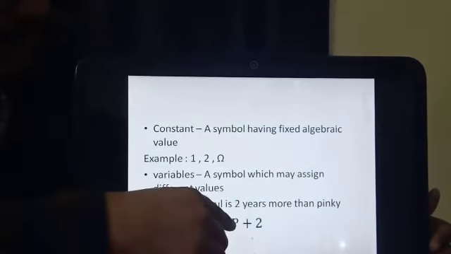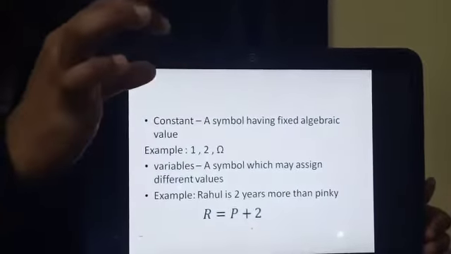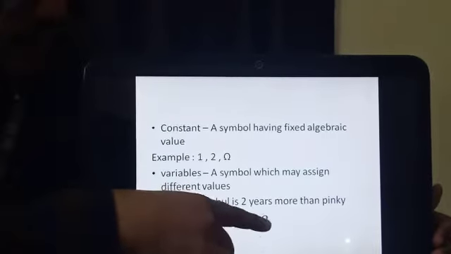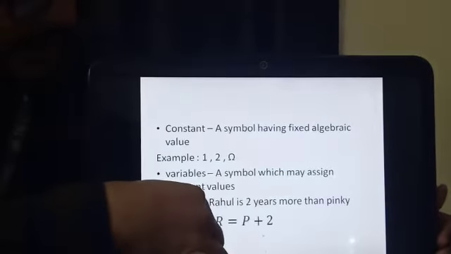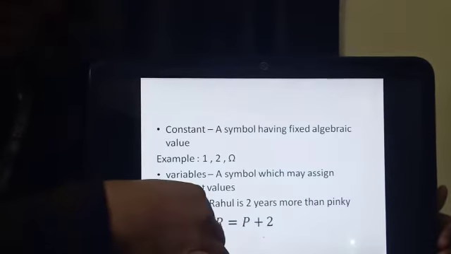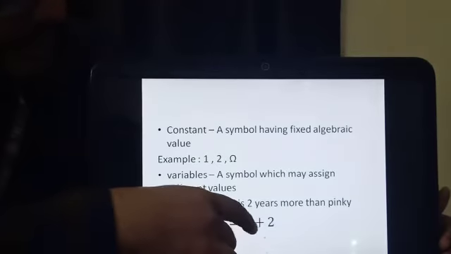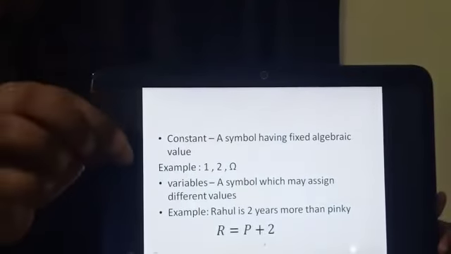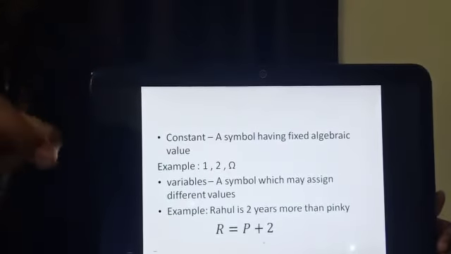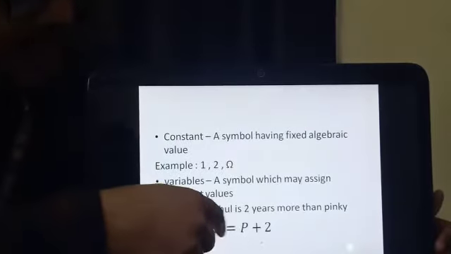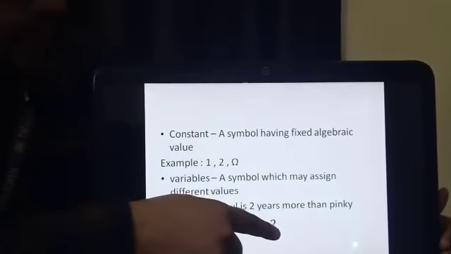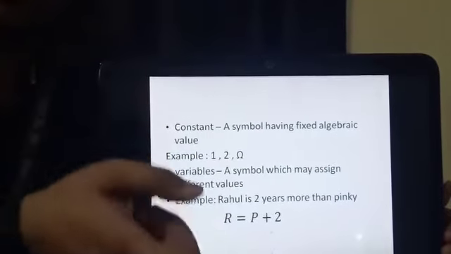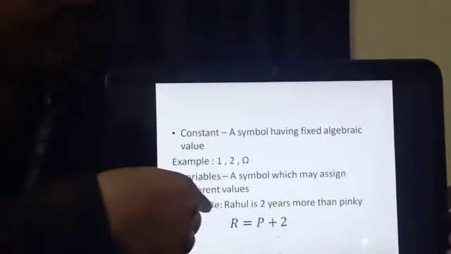It doesn't mean that Rahul's and Pinky's ages are constant. Rahul's age may be 40 years, Pinky's age may be 38 years, so the difference is 2. Rahul's age may be 10 years and Pinky's age may be 8 years, so the difference is 2. Rahul's age may be 20 years and Pinky's age 18 years, so the difference is 2. It doesn't indicate that the ages are fixed. The ages may be anything, but the difference is always 2, that is fixed. So here the difference is a constant and the variables may take any value. So any symbol which may be assigned different values according to the condition is called a variable.